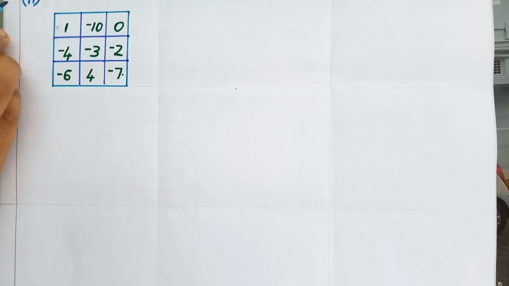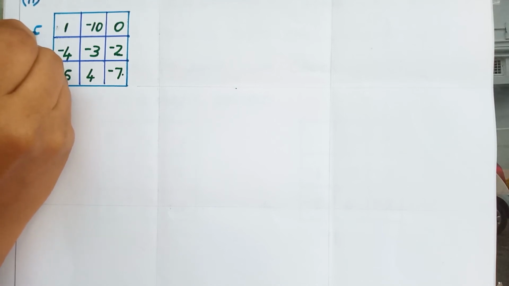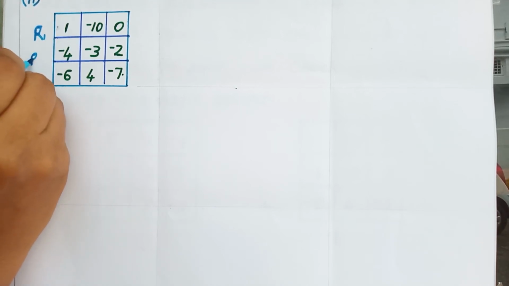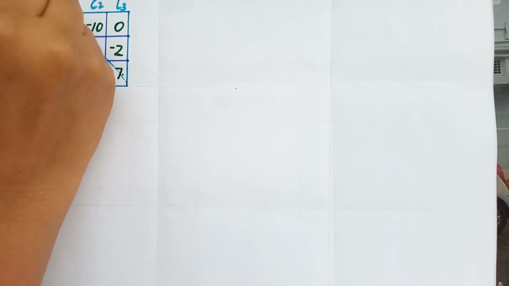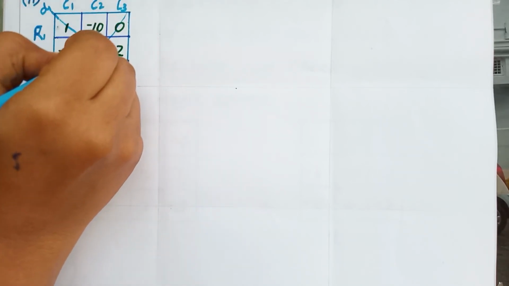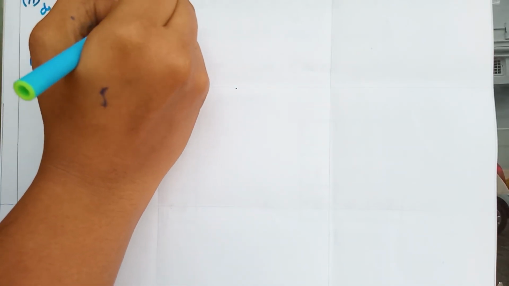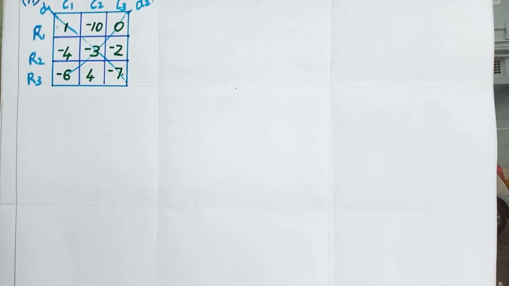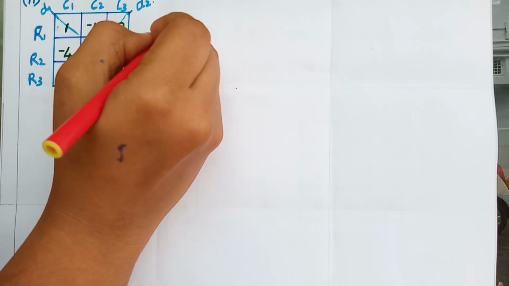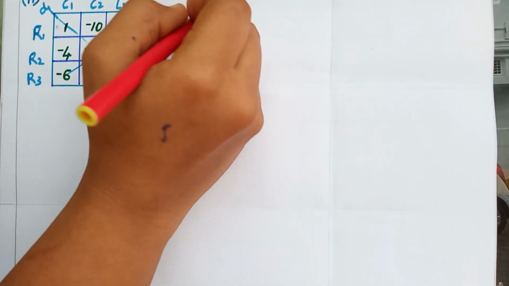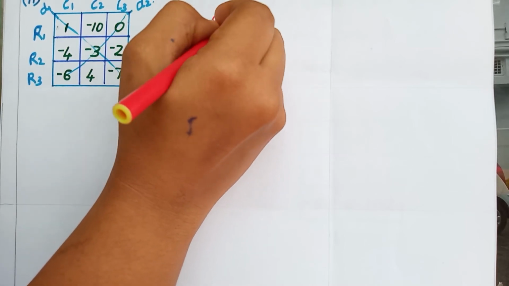Next we are going to check whether the second one is a magic square or not. In the same way, this is R1, this is R2, this is R3, this is C1, C2 and C3. And the numbers lying on this line is D1 and the numbers lying on this line is D2. First we are going to find out the sum of the numbers in R1.